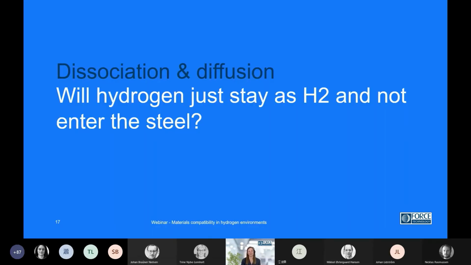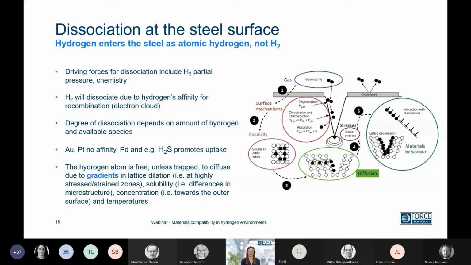But will hydrogen actually enter the steel? This is also a question we get quite often, because if you take dry hydrogen gas, it's molecular, H2. And as I just tried to explain, we have atoms entering the metal lattice. So what happens? Well, we have dissociation at the surface. And again, there's a lot of work ongoing in this area.